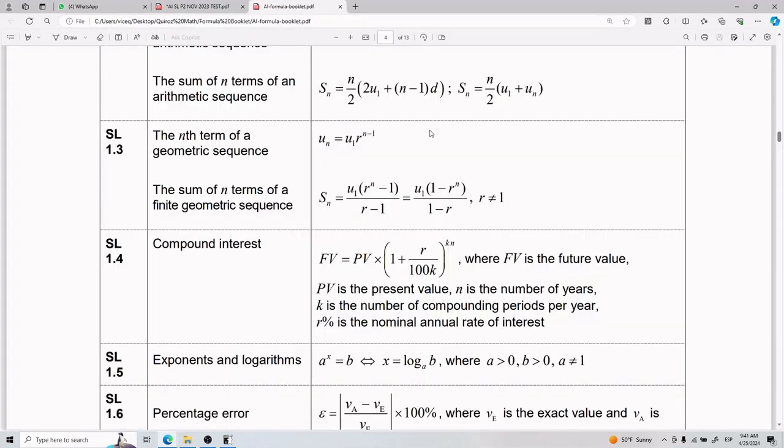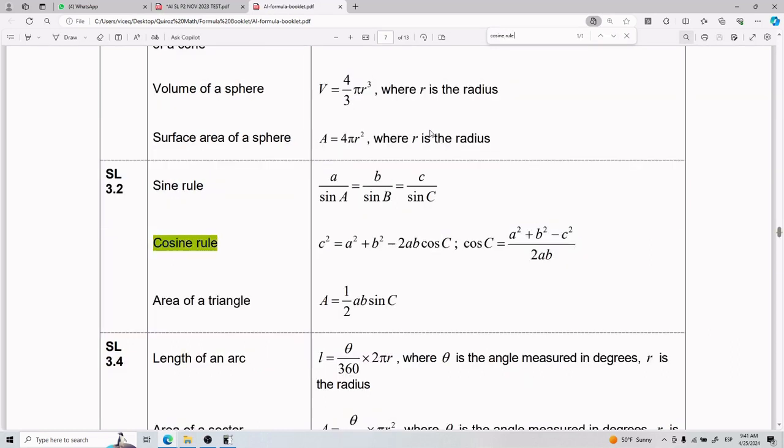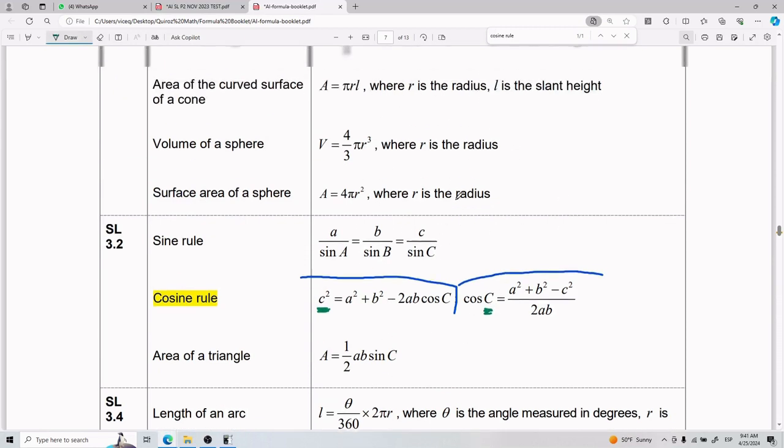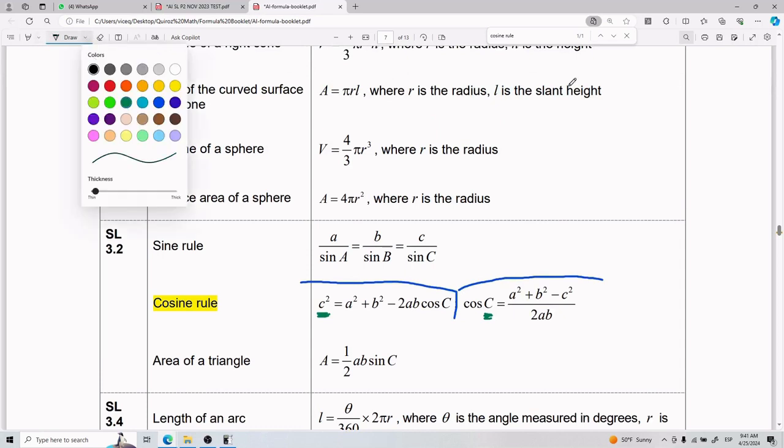You got to get familiar with the formula booklet. So here, if I go to cosine rule, as you can see, there's 2 versions of it, right? You have the version on the left, you have the version on the right. And so the version on the left, it has a small c that's alone. See? The one on the right has a big C that's alone. There's big letters, there's small letters. What the heck is going on?